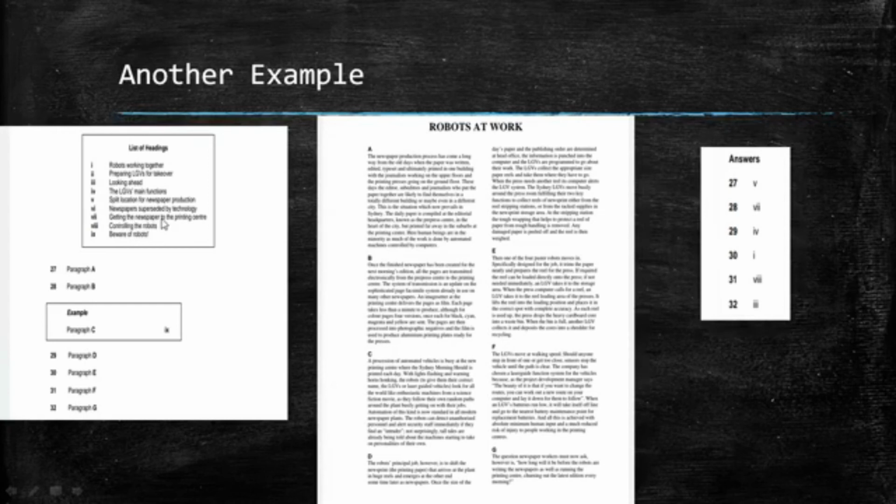Newspapers suppressed by technology, no, it cannot be the answer. Getting the newspaper to the printing center, no. Controlling the robots, no. Be aware of robots, it is already being used. So the correct answer has to be 5. Let's look at the answer. Here is the answer. Yes, the correct answer is 5.